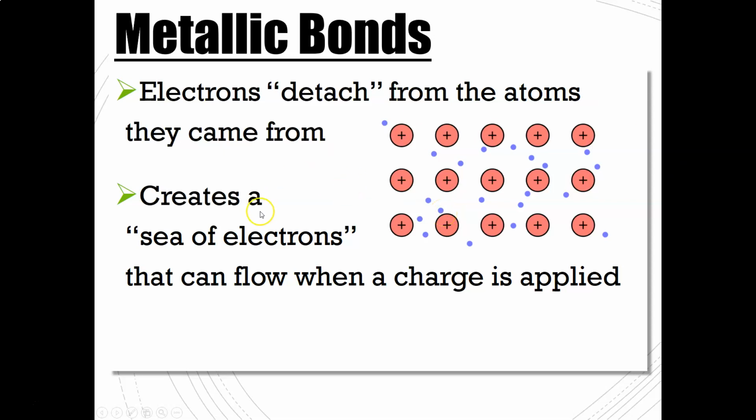If you apply a charge to the ends of a piece of metal, you can cause the electrons to all stop what they're doing and go in one direction. So when you have the light switch off and you flick it on, the electrons are all going to stop and they're all going to start flowing in the same direction. And that's the electricity flowing through the wire and then flowing through the light bulb, right? So it's these delocalized electrons, these detached electrons, that are very important to a metallic bond because that's one of its distinguishing characteristics.